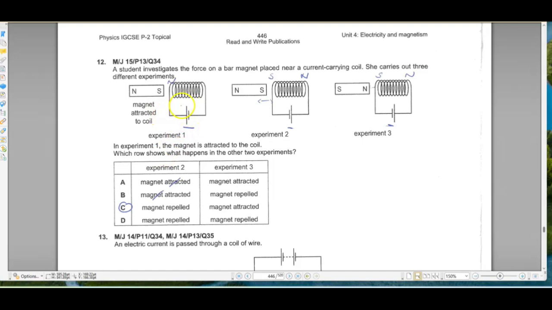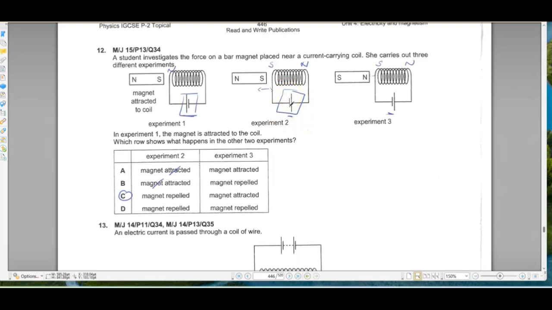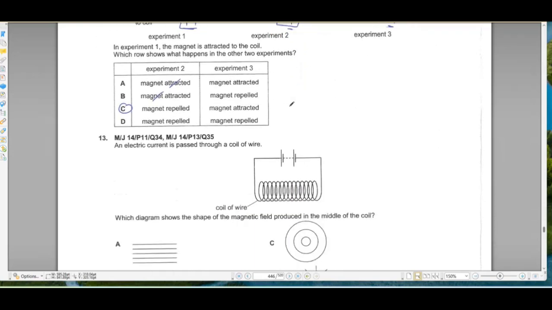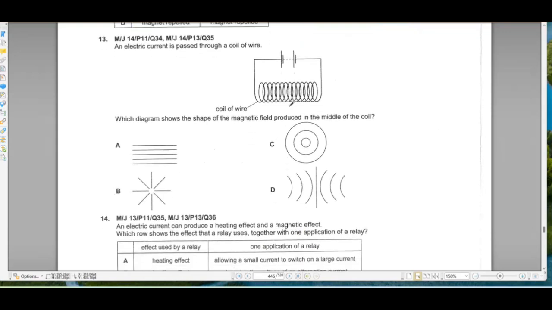Always look at the direction of the current as well in the question. That is going to ensure that you get the question correct. Now question number 13. An electric current is passed through a coil of wire. Which diagram shows the shape of the magnetic field produced in the middle of the coil? Magnetic field actually is parallel to the axis of the coil.